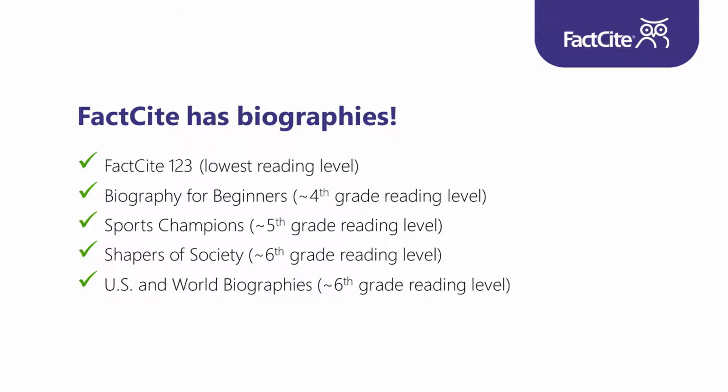Shapers of Society, written at a 6th grade level, contains biographies of 100 notable people who shaped our world, from Moses to Steve Jobs. U.S. and World biographies are also at a 6th grade level and contain about 10,000 biographies of historic and contemporary figures from around the world.